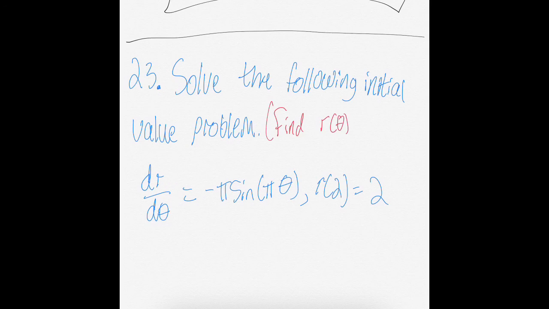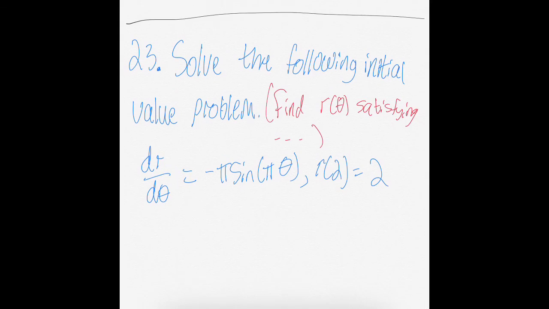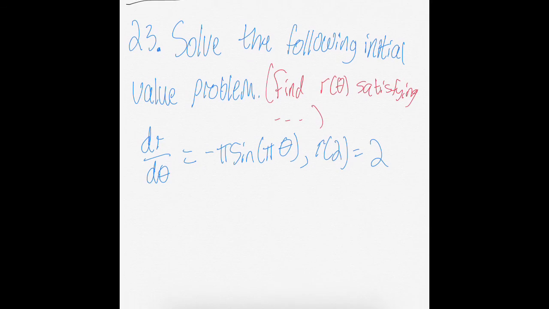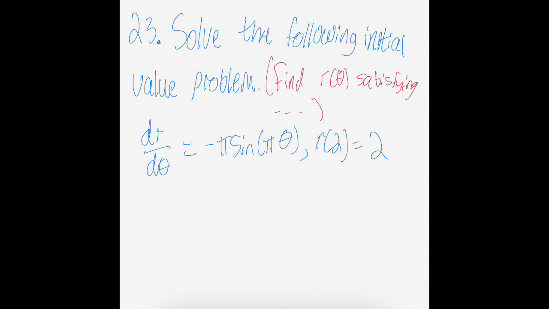I'm going to note here, this is the exact same set of instructions as the previous problem. It looks different. The first problem says, find the function y of x satisfying these two conditions. So whenever we get an initial value problem, all this is saying is find r of theta satisfying these two equations. That's what it means whenever it says solve the following initial value problem. It just means find the function, in this case r, satisfying these two conditions.